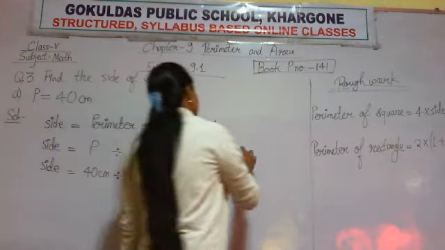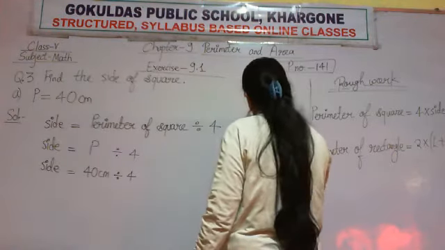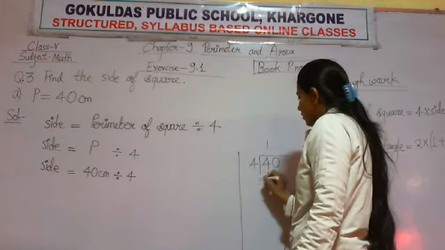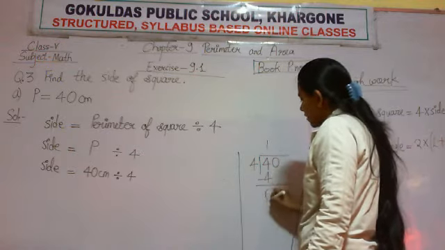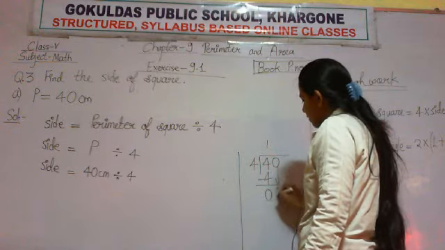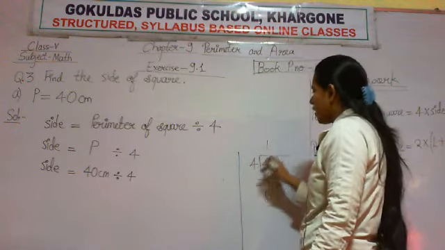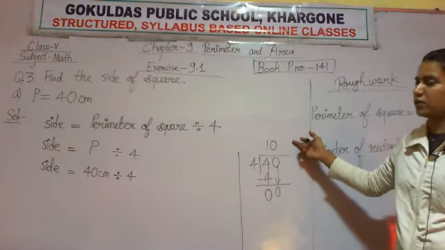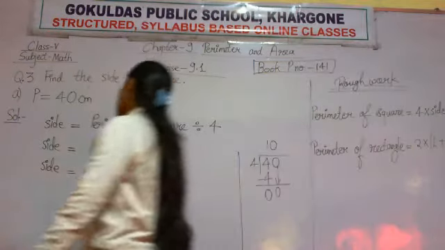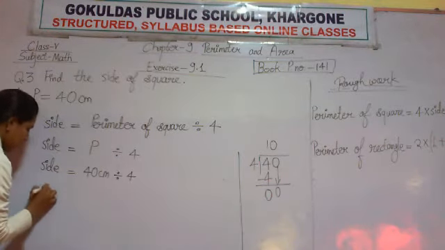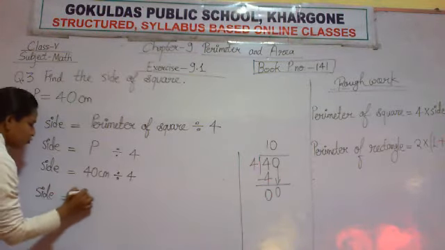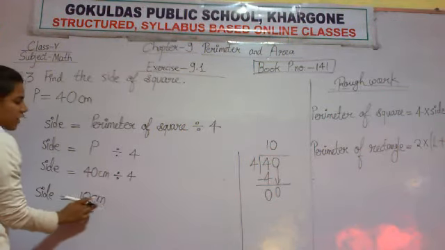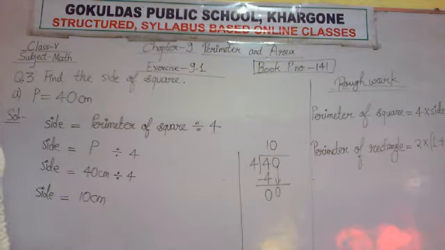In rough part, divide 40 by 4. 4 ones are 4. 4 minus 4 here is 0. This 0 bring down. It is not divisible by 4, so put 0 in the quotient. What you got? You got 10. So write side equals to 10 centimeter. The unit is centimeter here, so write centimeter in result also.